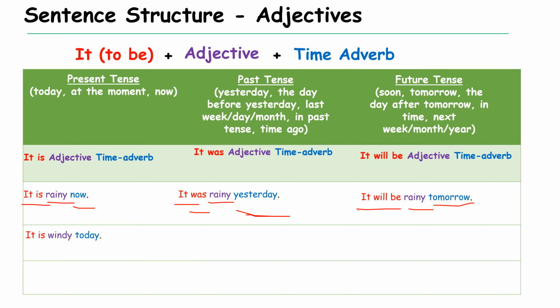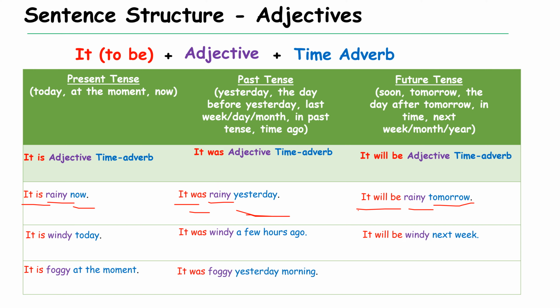A few more examples. It is windy today. It was windy a few hours ago. It will be windy next week. It is foggy at the moment. It was foggy yesterday morning. It will be foggy soon.